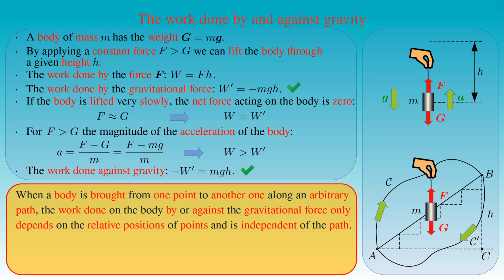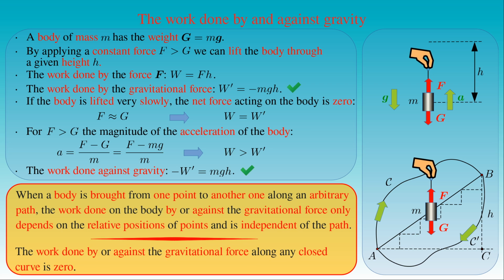The work done on the ascending body by the gravitational force is equal to minus m times g times h, whereas the work done on the descending body is equal to m times g times h. As a result, the total work done along the closed loop vanishes. Then our final conclusion is that the work done by or against the gravitational force along any closed curve is 0.